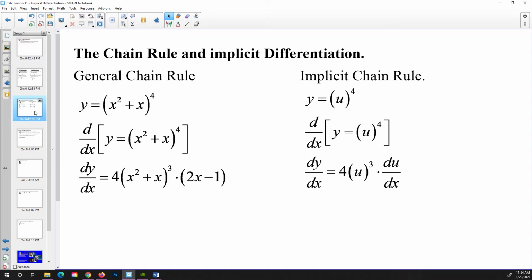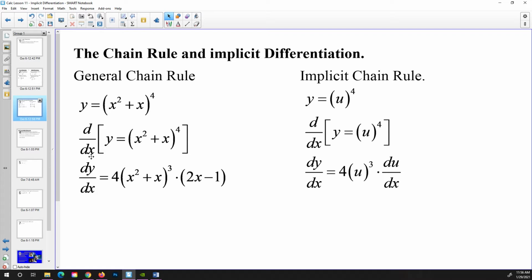So a lot of the same properties that you've already learned in explicit differentiation will still hold true in implicit differentiation. We just have to write them a little differently. One way that we can easily show the difference between implicit and explicit differentiation is by reviewing a chain rule example. In a previous lesson, if I had this function y equals the quantity x squared plus x all to the fourth power, we would say that this is the composition of two functions, an inner function x squared plus x, and an outer function, something to the fourth power.